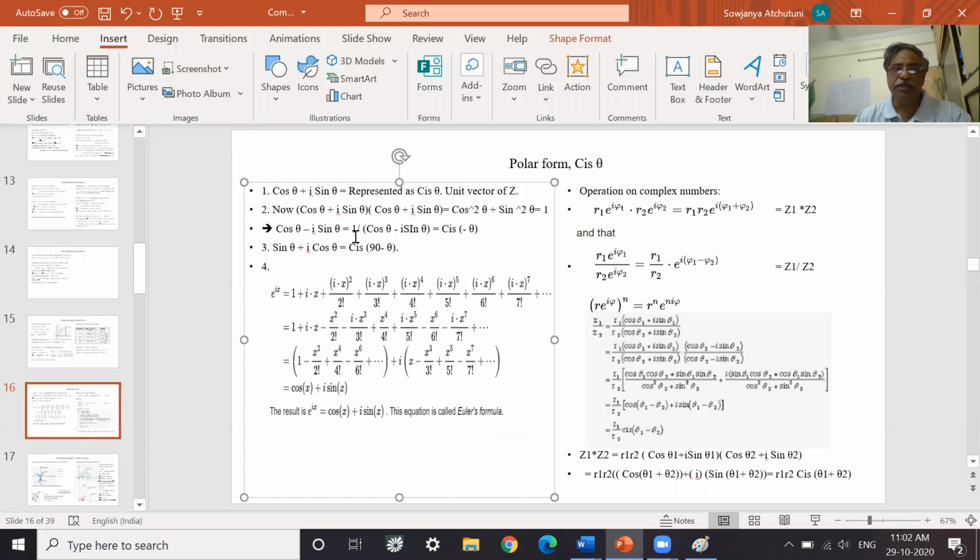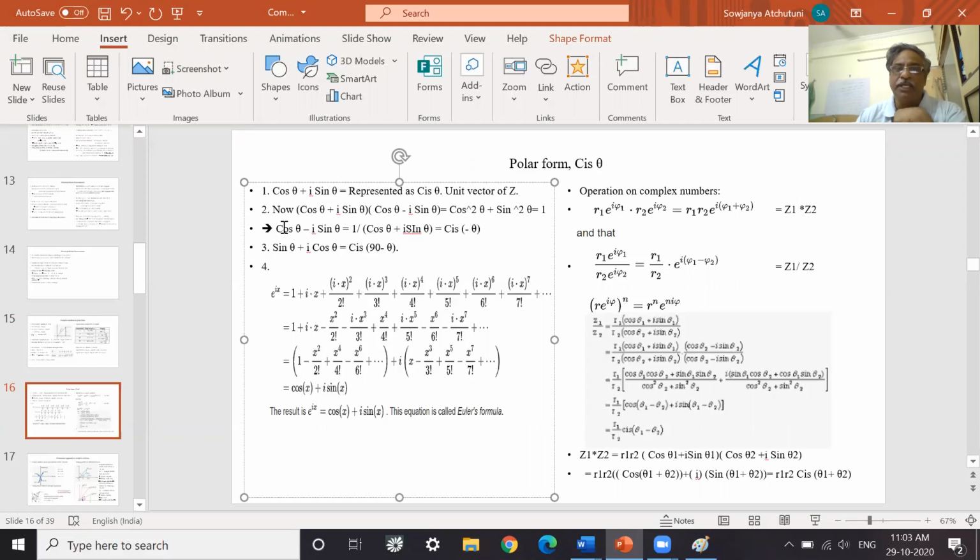A plus B into A minus B, A square minus B square. Cos square theta minus i square sin square theta, minus i square is plus 1, so that becomes 1. So cos theta minus i sin theta is equal to 1 by cos theta plus i sin theta. So that means cis minus theta is equal to 1 by cis theta.